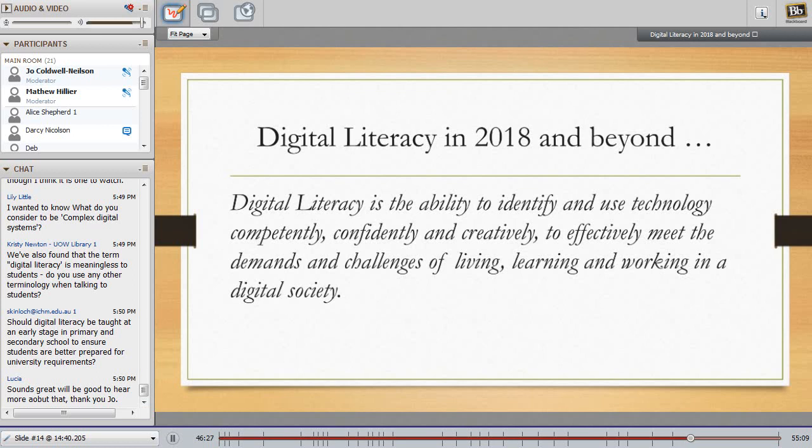There's a question from Kirsty a bit further up. We've also found the term digital literacy is meaningless to students. Do you use any other terminology when talking to students? Sorry, can you say that again? It's about using the terminology. So if you're talking to students and you use the words digital literacy, yes. Kirsty sort of found, she's from the University of Wollongong Library, it appears, found this term is somewhat meaningless to them.